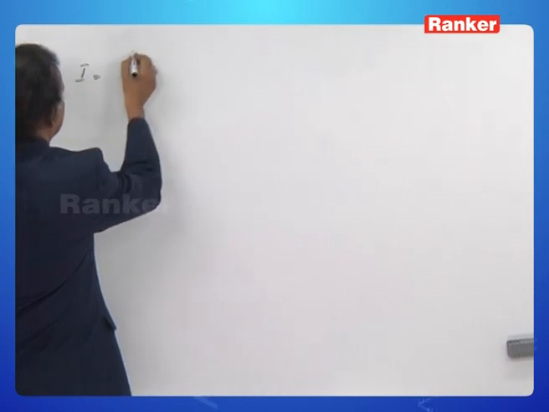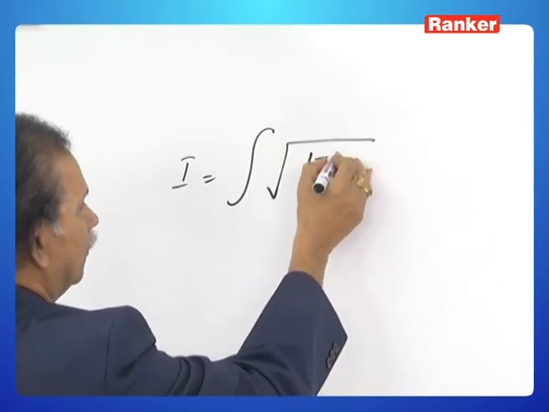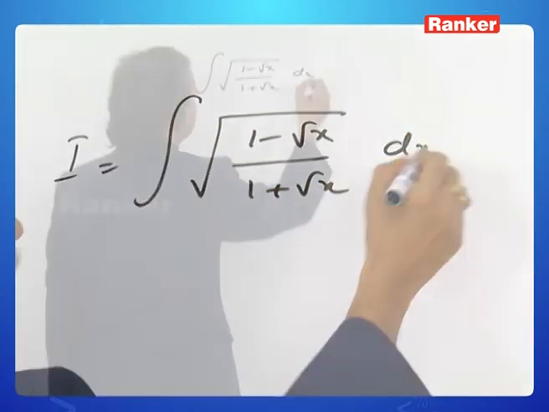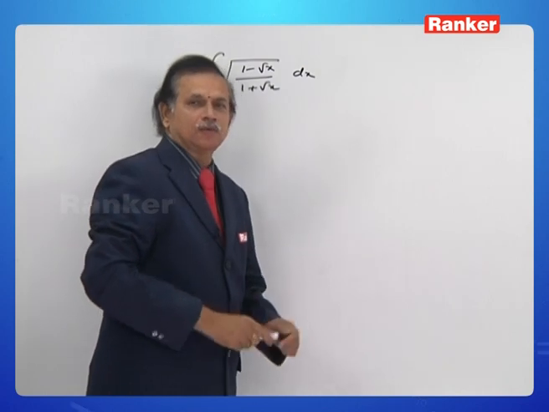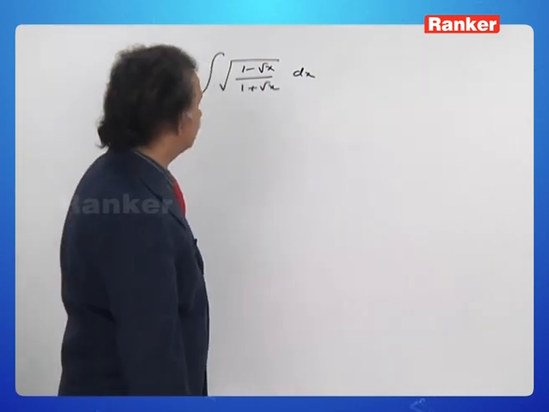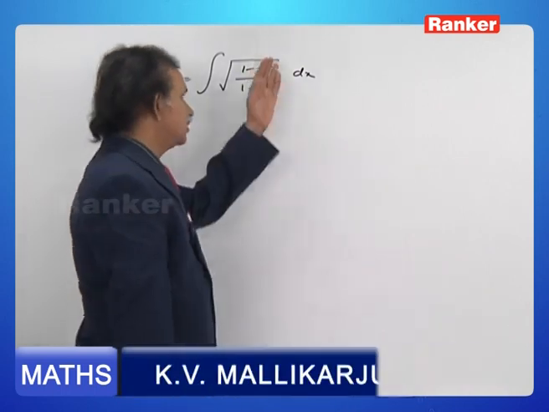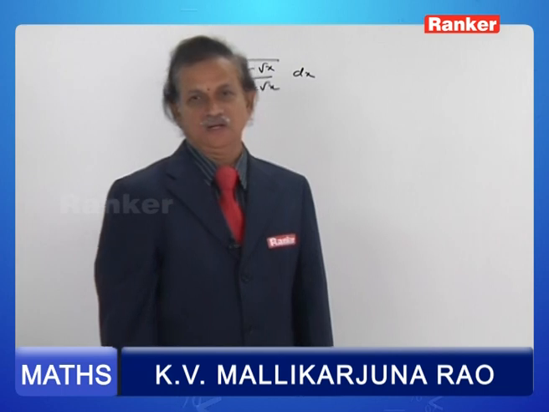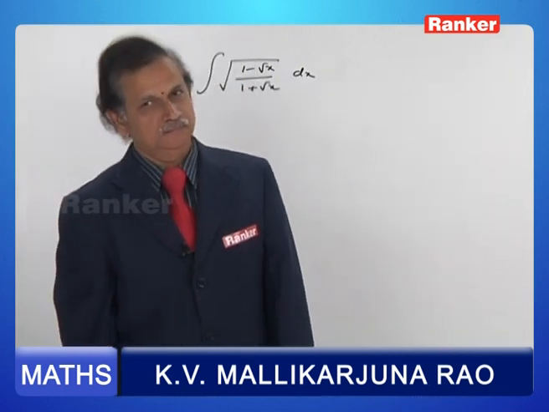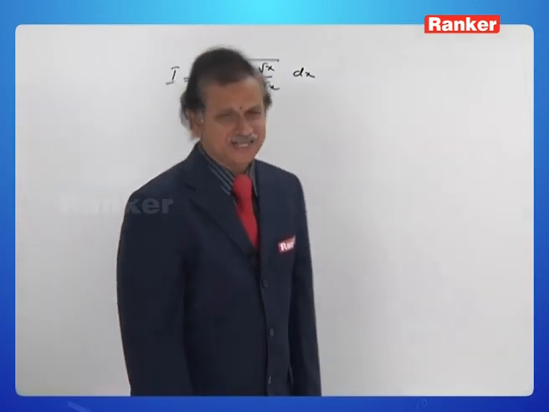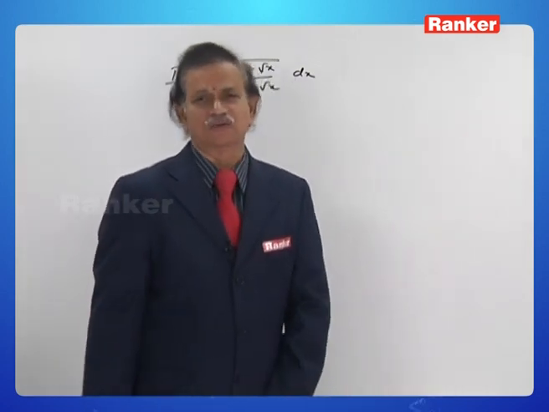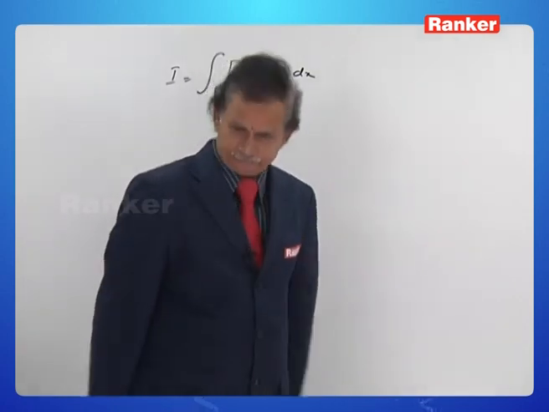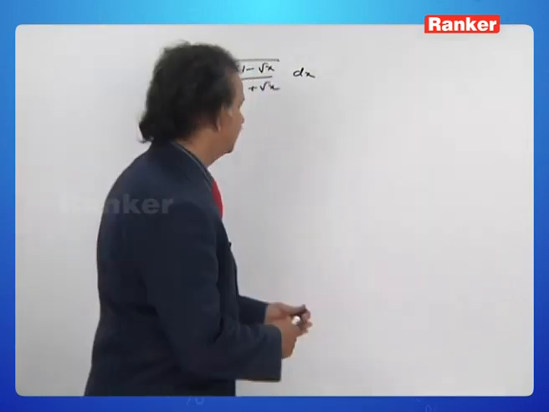I is equal to integral of root of (1 minus root x) by (1 plus root x) dx. Root x, and a square root with power 1 by 2 is appearing here in this problem. Not by taking it as t or t square or t cube, it is quite suggestible to bring trigonometric functions into the frame. In what way?